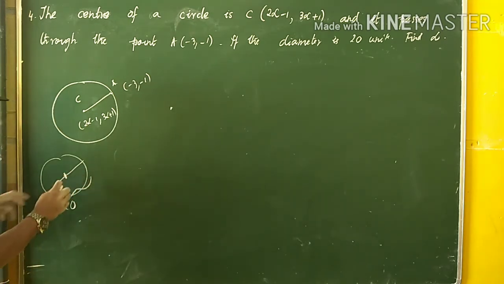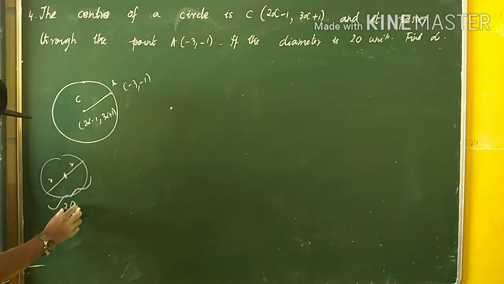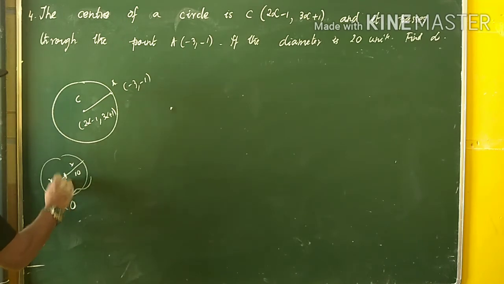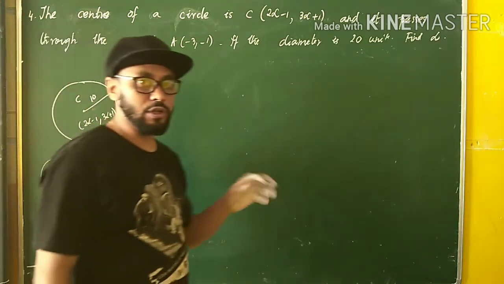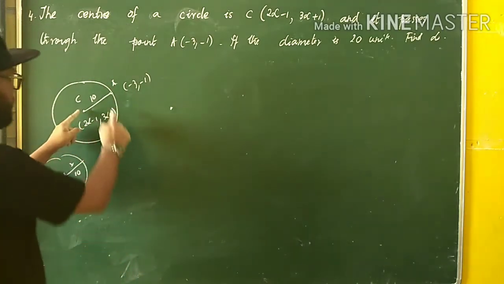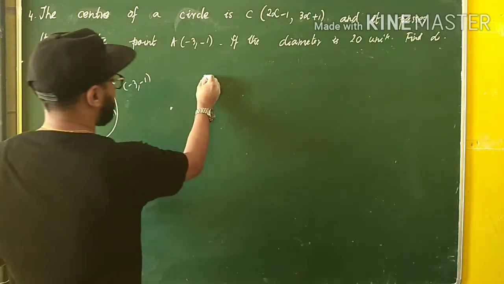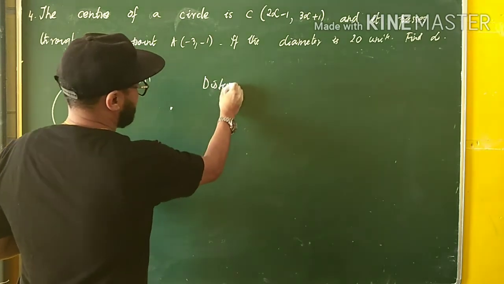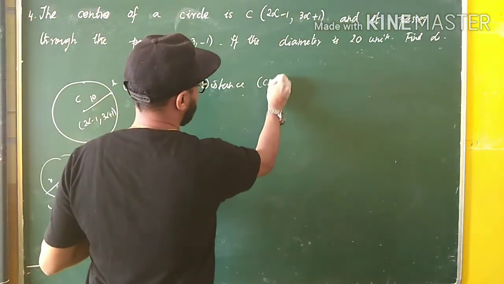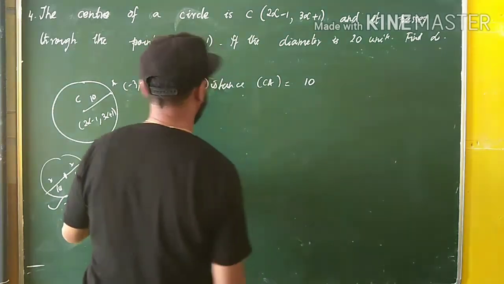Now the center divides the diameter into 2 equal halves, each of which is called a radius. Now this length is 10 and this is 10. So if you look at this one, the length of this is 10. Now this question is very, very important. You might get a question related to the circle. Okay. So now the distance of CA is equal to 10 units.